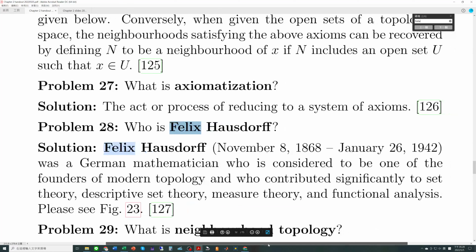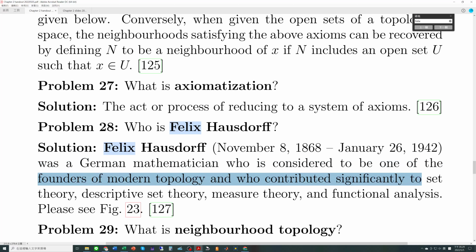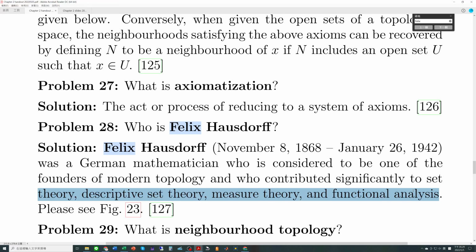Let us see who Felix Hausdorff is. Solution: Felix Hausdorff, born on November 8th, 1868, and died on January 26th, 1942, was a German mathematician who is considered to be one of the founders of modern topology and who contributed significantly to set theory, descriptive set theory, measure theory, and functional analysis.